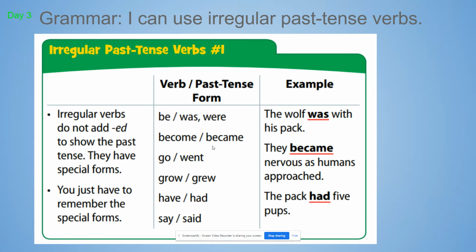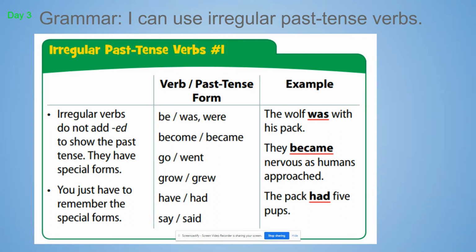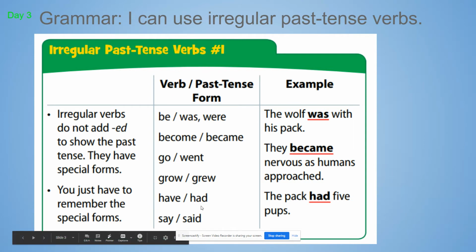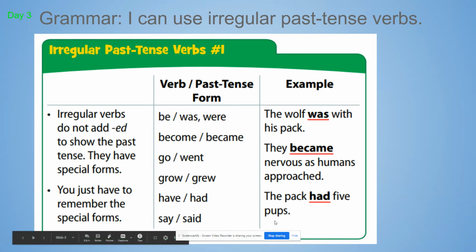If I have the word become, I would change it to became. They became nervous as humans approached. If the present tense verb is go, I would change it to went. If the present tense is grow, I would change it to grew. If the present tense is have or has, he has or we have, I would change it to had. And here's an example in the last column: the pack had 5 pups.